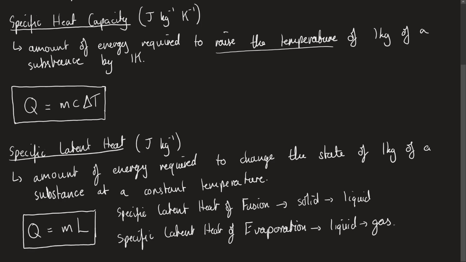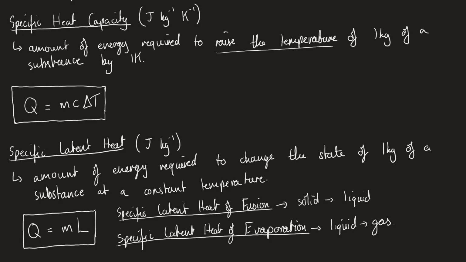Okay, so we have these two definitions, I guess, of the specific latent heat of fusion. We could alter this definition slightly and say it was the amount of energy required to change 1 kilogram of a substance from a solid to a liquid at a constant temperature, and then specific latent heat of evaporation would be the amount of energy required to change the state of 1 kilogram of a liquid to a gas at a constant temperature. Now, something that's kind of important about these is that the specific latent heat of fusion and evaporation will be different, okay?